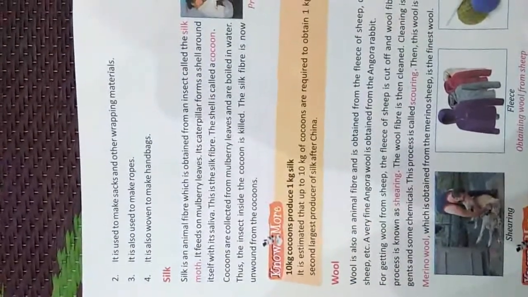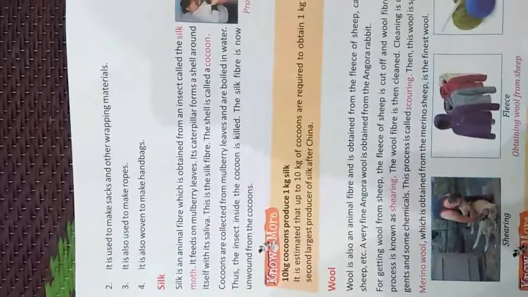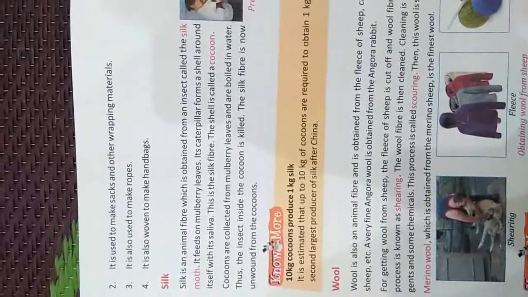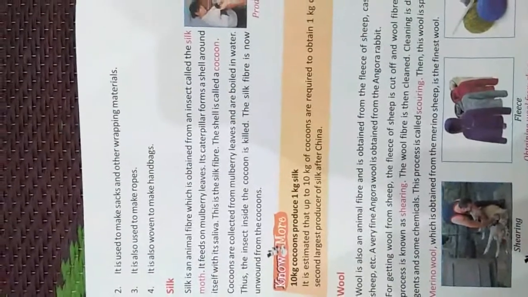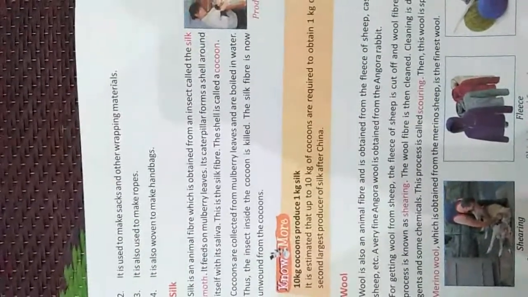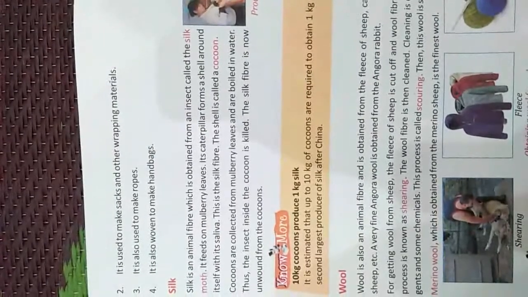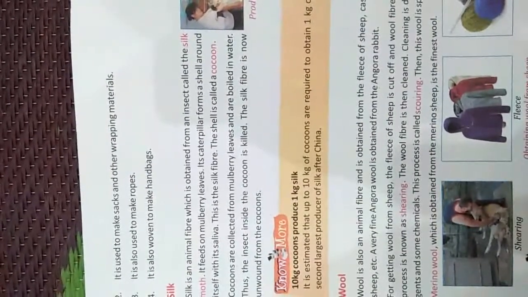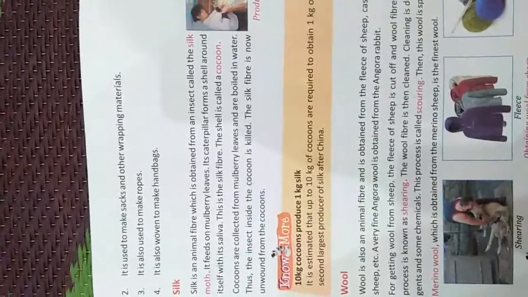So here we have our next animal fiber, that is silk. Silk is an animal fiber which is obtained from an insect called the silk moth, as you have read earlier, and it feeds on mulberry leaves. Its caterpillar forms a shell around itself with its saliva, and this is the silk fiber. This shell is called a cocoon.